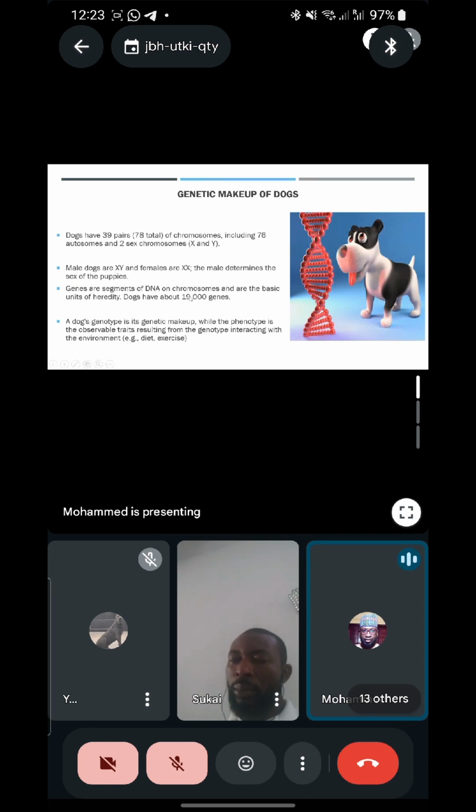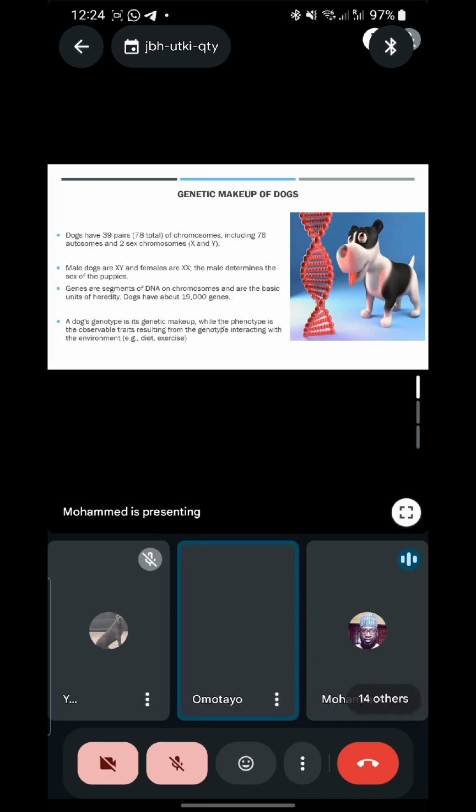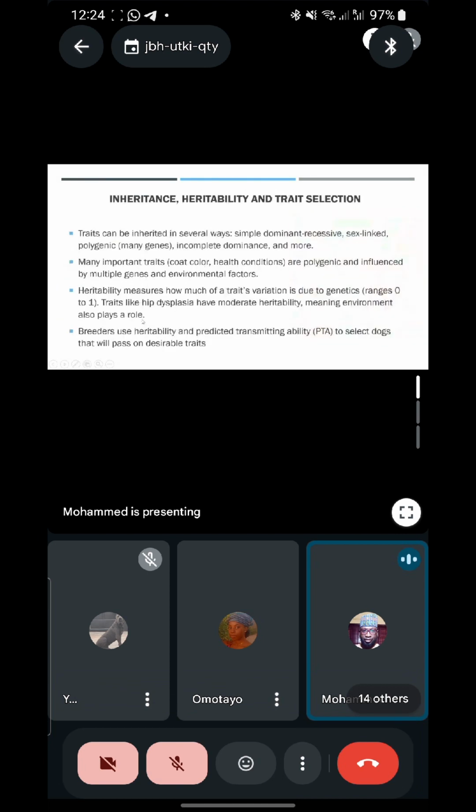The dogs have about 19,000 genes, and these genes determine different phenotypes. The phenotypes could include their appearance, their color, their size, and other behaviors that are determined by interaction between the gene and the environment. So these traits can be inherited from the parents to their offsprings.